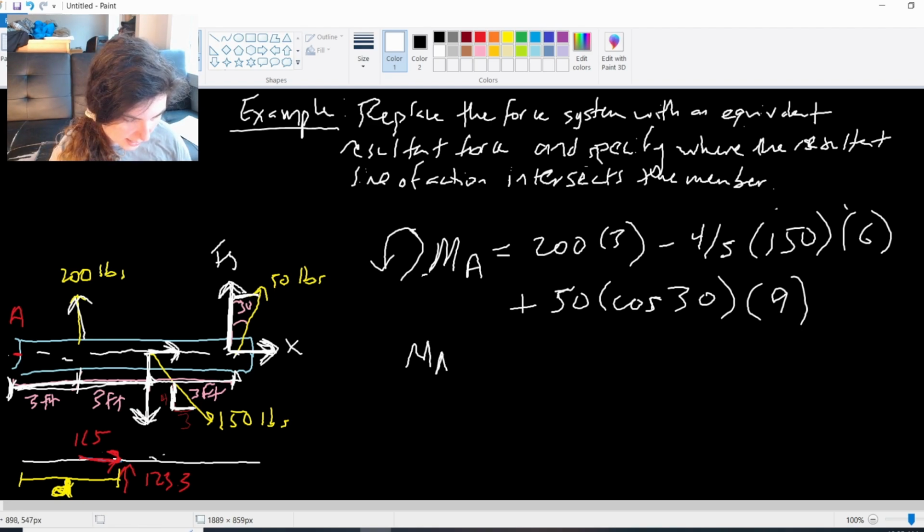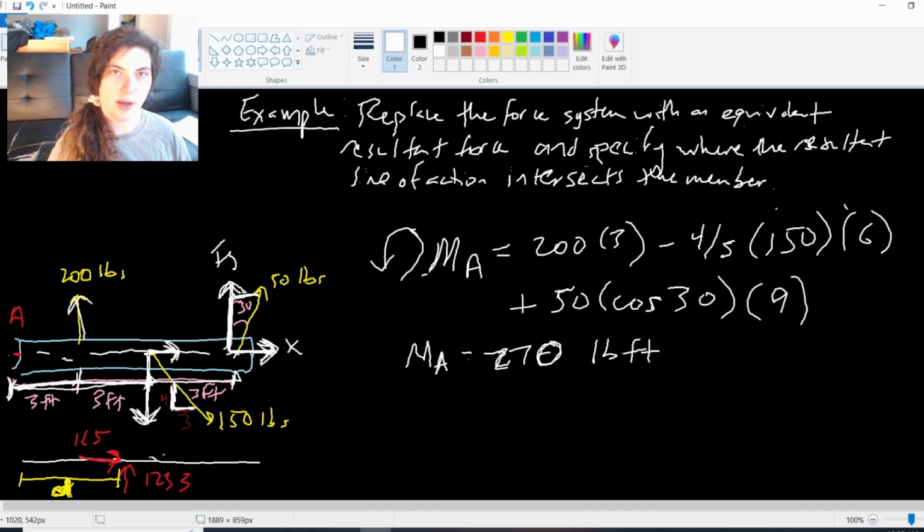If I add these all together, punch this into my calculator, I get the moment about A is 270 pound-feet. 270 pound-feet. So that's the moment acting on A for this bar.